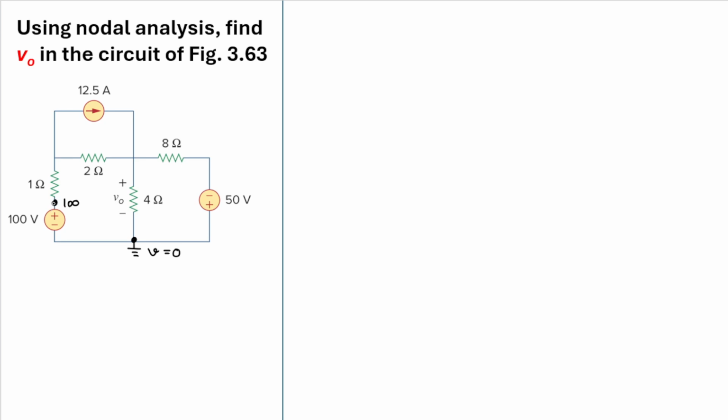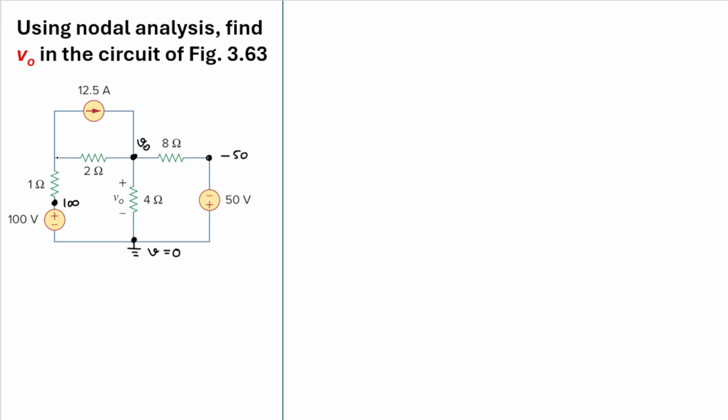Now what else can we do? We can also find the value of this node. The difference between this node and that node has to be 50, but remember that the negative sign is here, so I will have 0 minus 50 volts, which equals minus 50 volts. And then this node here is V0 from the ground. Remember that we are given this V0. That is one of the nodes that we are looking for.